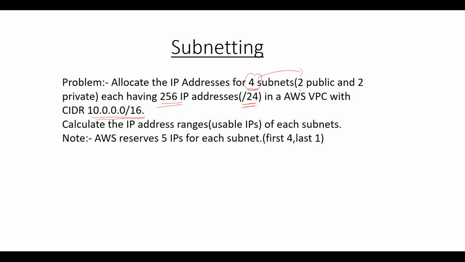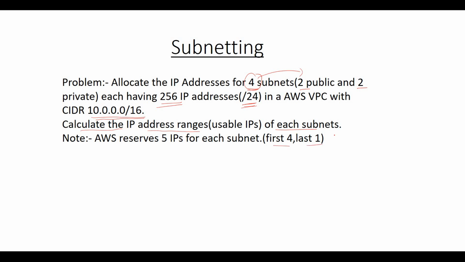Out of the 4 subnets, we can assign 2 as public and 2 as private. We also need to calculate the IP address range of each of the subnets. A note is given: AWS reserves 5 IPs in each of the subnets. That means in each subnet we have 5 reserved IP addresses, the first 4 and the last one.